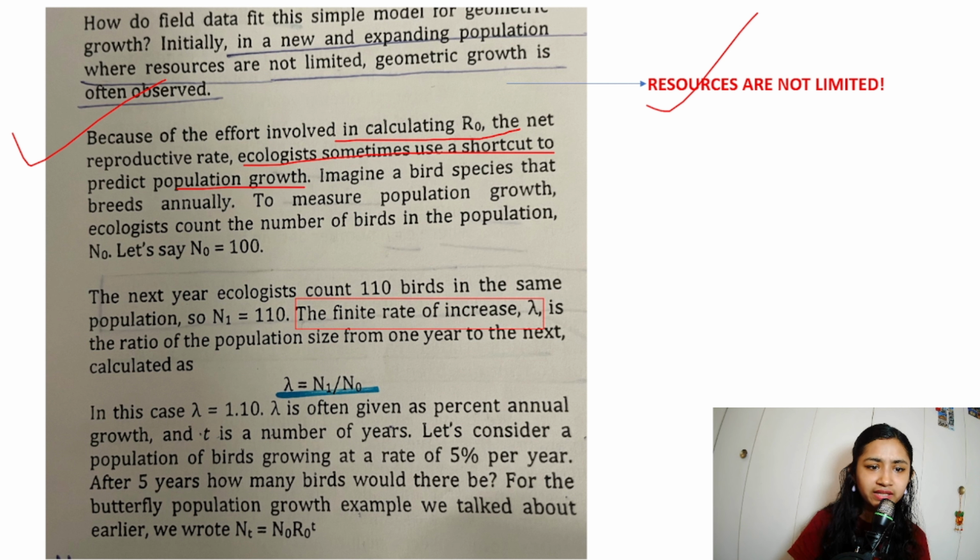Imagine a bird species that breeds annually. To measure population growth, ecologists count the number of birds in the population.